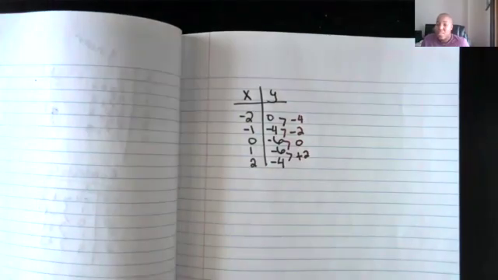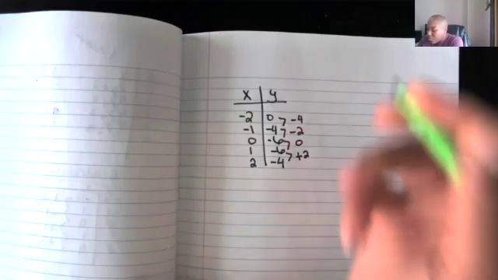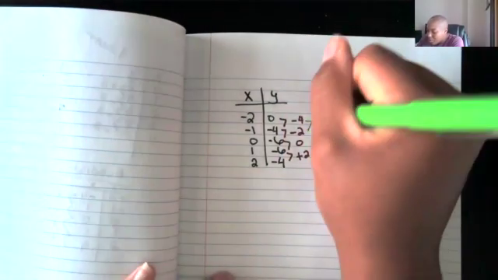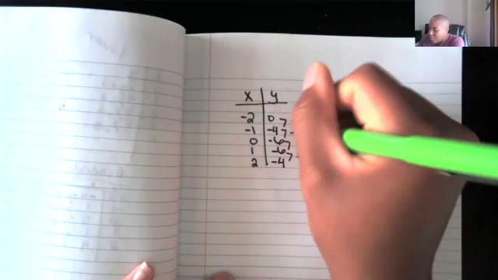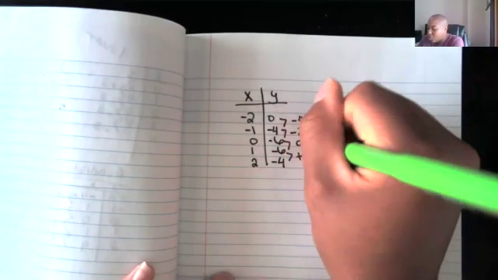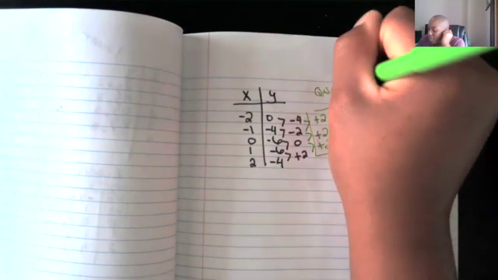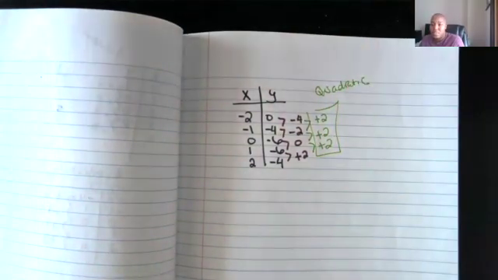To see if it is quadratic, we check the double difference. That means we go another layer. -4 to -2 is +2. -2 to 0 is +2. 0 to 2 is +2. The double difference is consistent, so that shows us that it is quadratic. So that's how we tell something is quadratic.